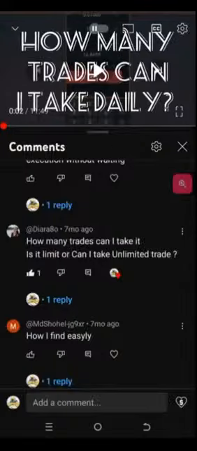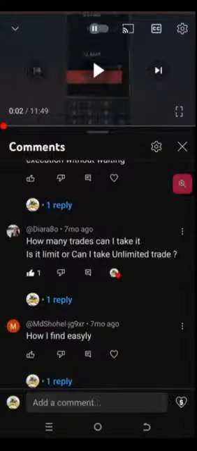So I'll just take one more question. It says, how many trades can I take? Is it limit, or can I take unlimited trades? Actually, you can take as many trades as will get executed with limit order. Now, like I said, depending on the volume, the liquidity, and the movement of price, your trade can get executed within minutes, right? And once it gets executed, you can take out another trade. You don't have to wait like just one trade a day. No, you can do several trades within a day. It's unlimited, right? You can take it as many times as you want, as long as it gets executed.